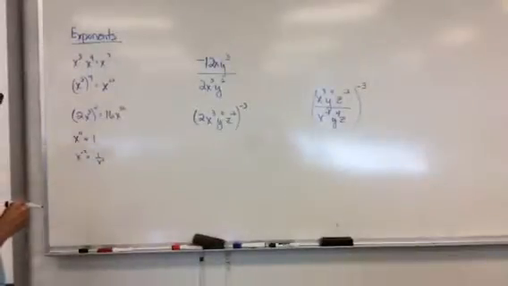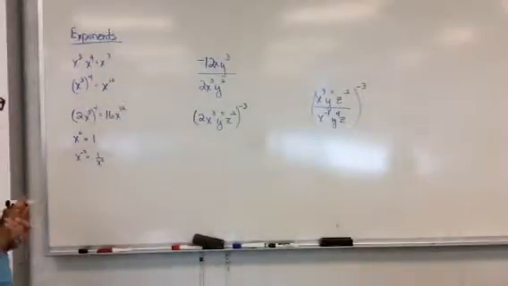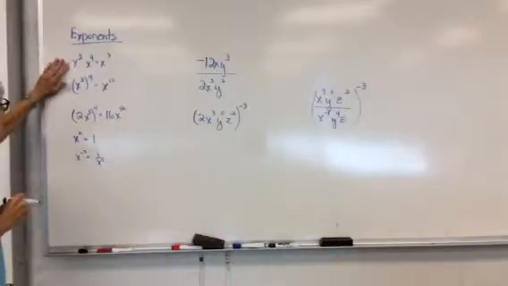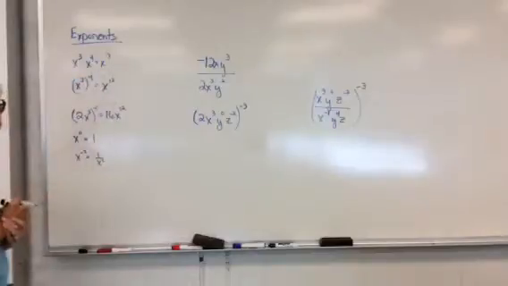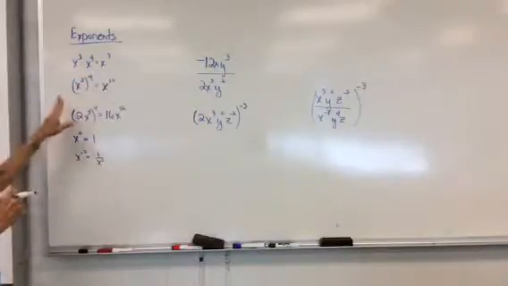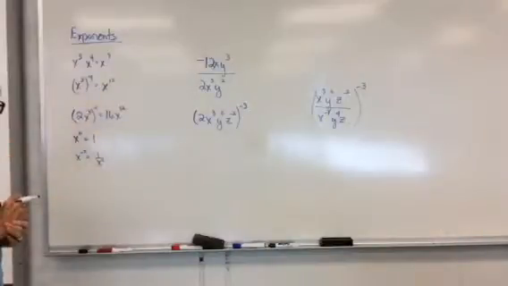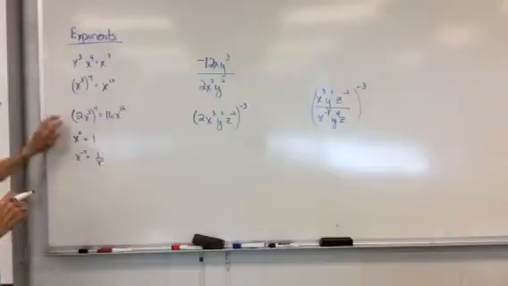Okay, now we're going to review rules of exponents. I just put down some basic rules here. We'll remember that x to the third times x to the fourth, you add the exponents and the answer is x to the seventh. If you have x to the third raised to the fourth, I call that a power raised to another power. You multiply the exponents and you get x to the 12th.